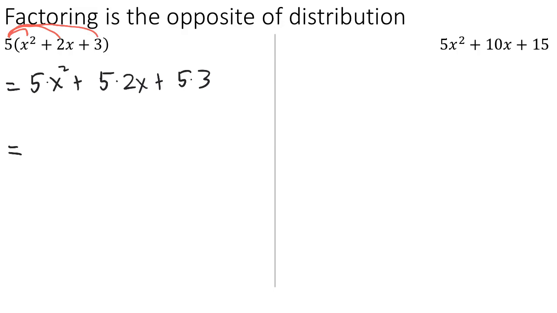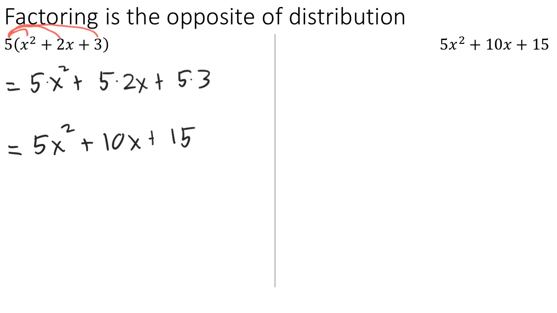5 times x squared is 5x squared. 5 times 2x is 10x. And then 5 times 3 is 15. Notice that the result we ended up with is the exact same as the expression we're looking at on the right-hand side here. The goal with this right-hand side is going to be to start with this and then see if we can reverse the process we just did and end up with the original expression over here on the left.